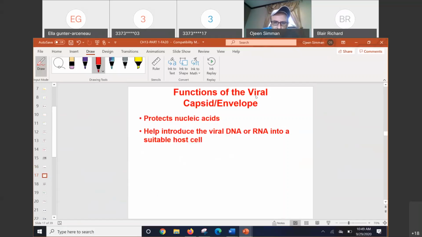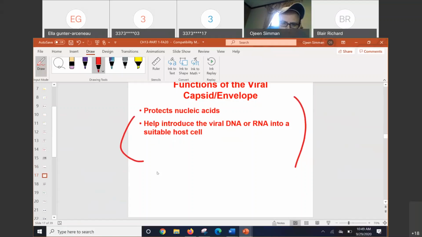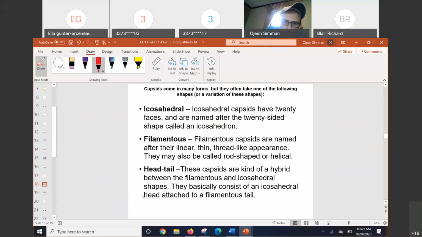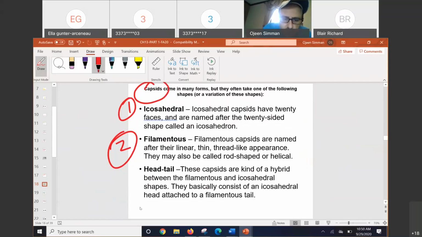So what are the functions of the capsid or the envelope? To protect the nucleic acid and also to help introduce the viral DNA or RNA into a suitable host cell. Now we're talking about capsids. Capsids can come in basically three basic shapes: icosahedral, filamentous, or head-tail.